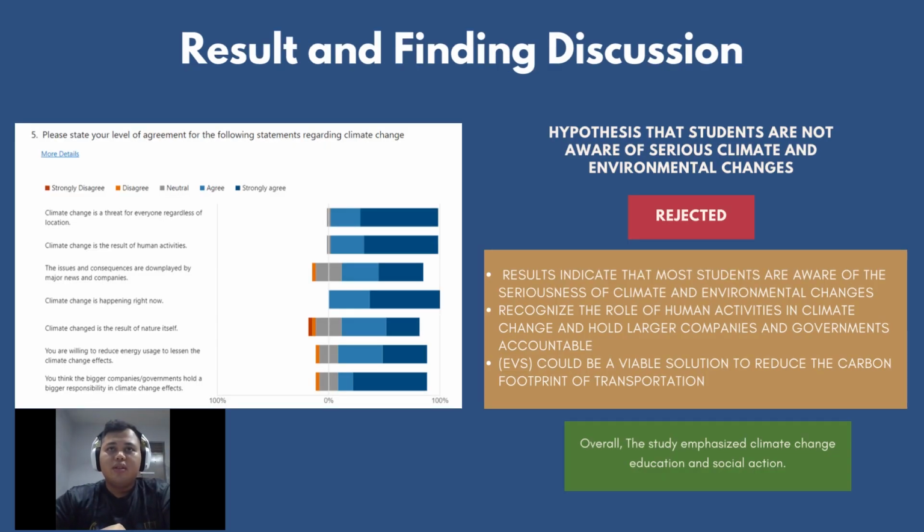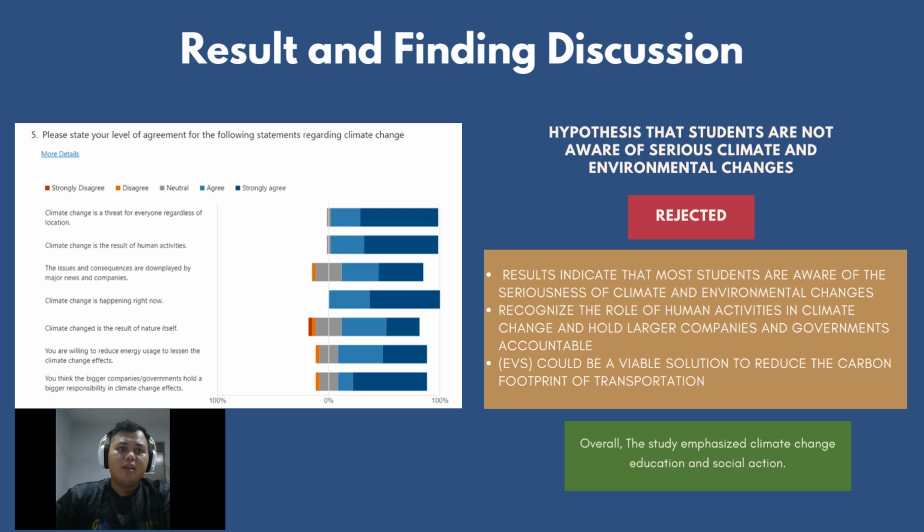For the result and finding discussions, according to the study findings, the hypothesis that students are not aware about serious climate change and environmental changes has been rejected. The result indicate that most students are aware about the seriousness of climate and environmental changes, with a willingness to take action and contribute mitigating climate change. The study findings suggest that respondents recognize the role of human activities in climate change and hold larger companies and governments accountable for addressing climate change issues.